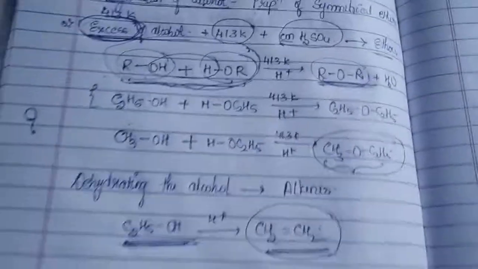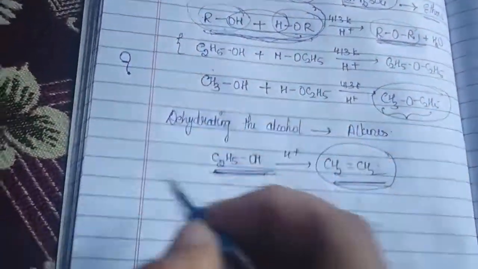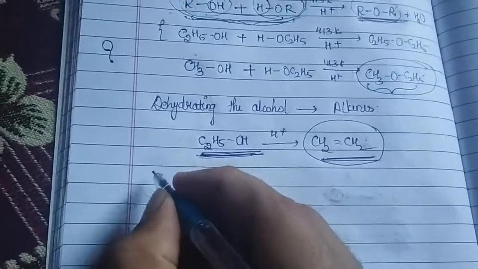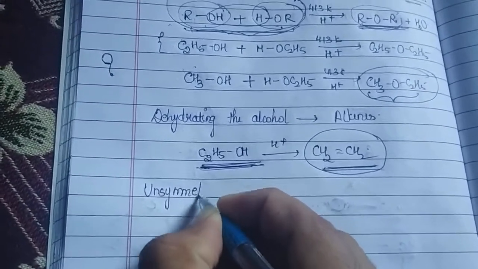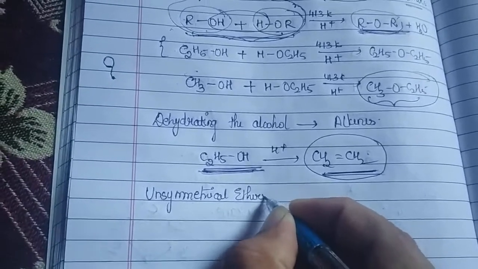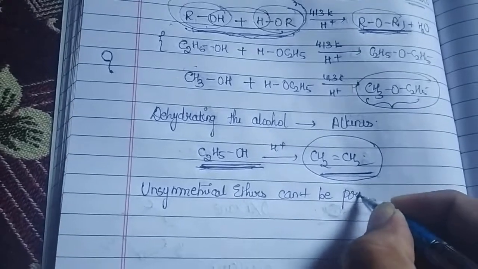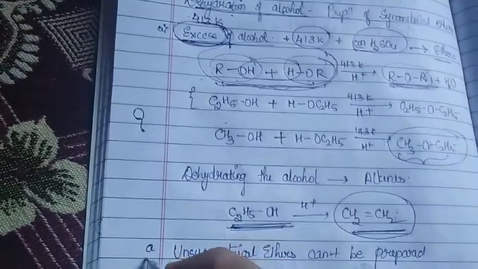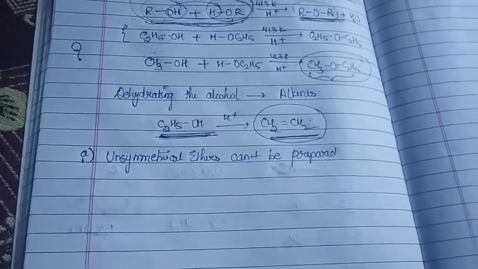Okay. Now let us have certain additional information. So first part, what did I ask? Through this dehydration of alcohols in the preparation of ethers, unsymmetrical ethers can't be prepared. First important thing, what is that? Unsymmetrical ethers can't be prepared. Only symmetrical ethers can be prepared. This is the first additional information we are getting from the dehydration of alcohols in the preparation of ethers.